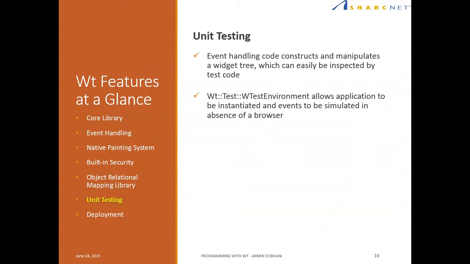One feature that is really good during development of software using Wt is that unit testing is really feasible. With Wt, event handling code constructs and manipulates a widget tree, which can easily be inspected by test code. Therefore, a WTest environment, which is an optional class in the Wt library, allows your application to be instantiated and events to be simulated in the absence of a browser, which is good for unit testing.